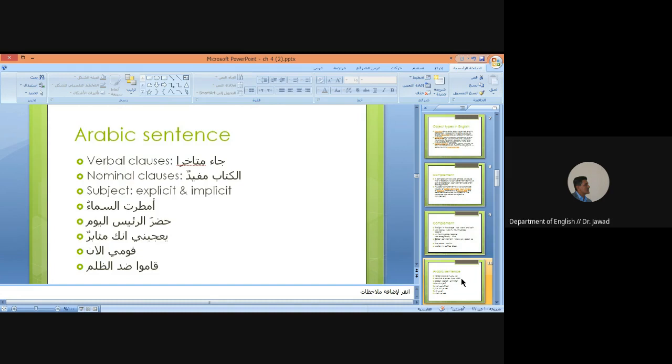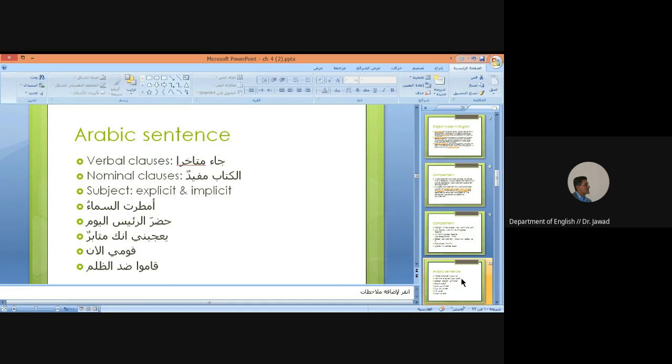حضر الرئيس اليوم. حضر is a verb which is in the past. الرئيس is the subject, so again we have what? We have a verbal clause in which الرئيس is an explicit subject. Again, يعجبني أنك مثابر. Here in this clause, أنك مثابر is a clause which constitutes the subject. It is the thing that attracts me, that appeals to me.